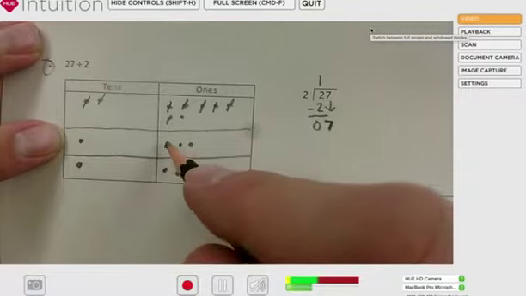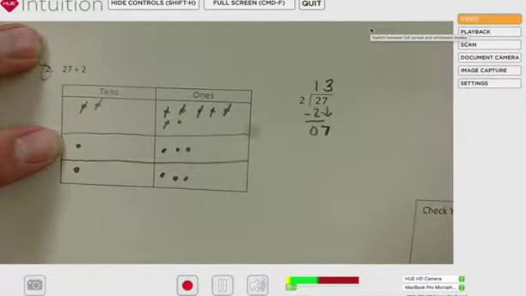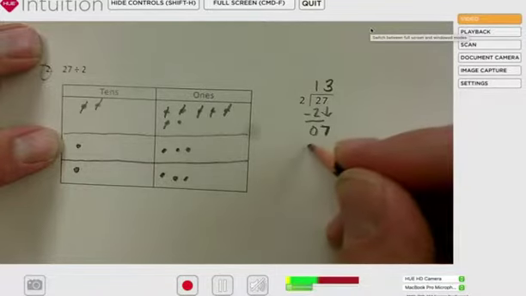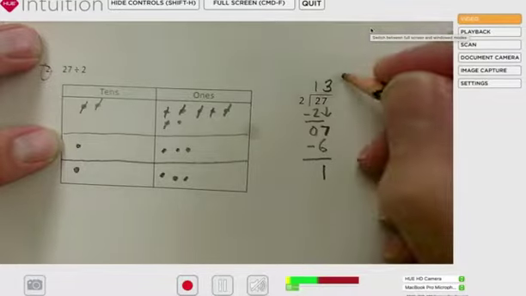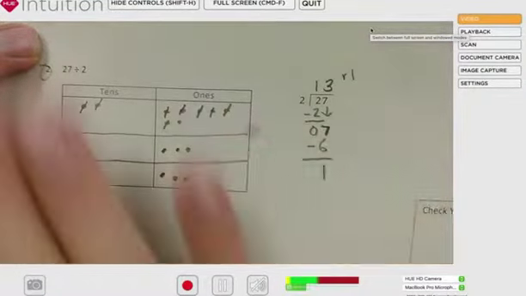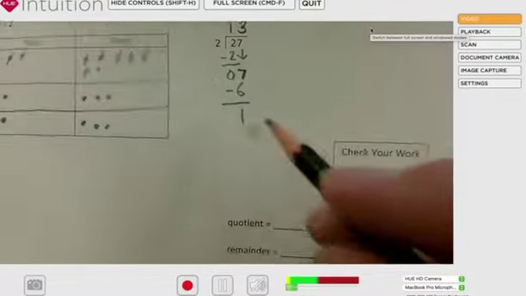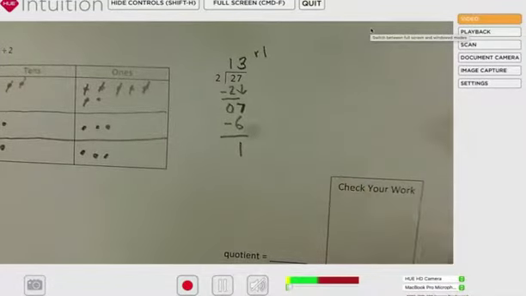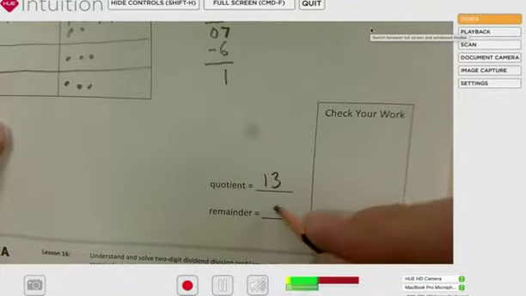Just like with example number 1, there are 3 in each group. Just like with example number 1, we use 6 out of the 7. Just like before, there's a remainder of 1. The only difference is that we're at 2 digits. So, the quotient is what? You tell me. Which one of these numbers is the quotient? That's right. It's 13. And the remainder is 1.